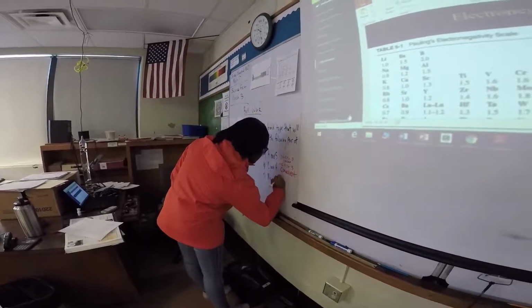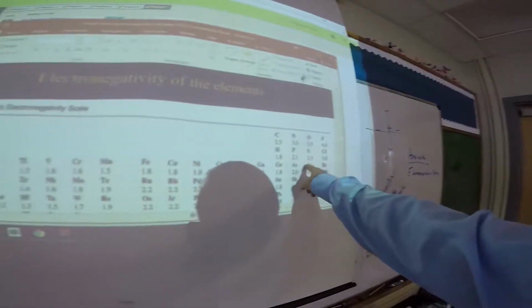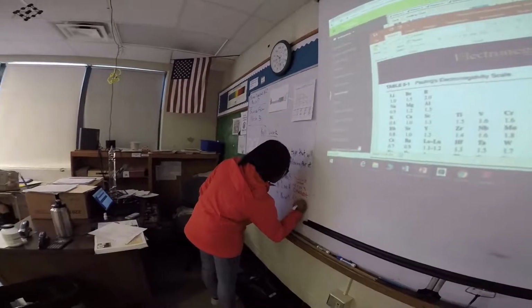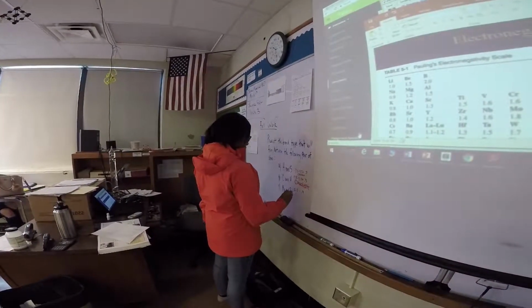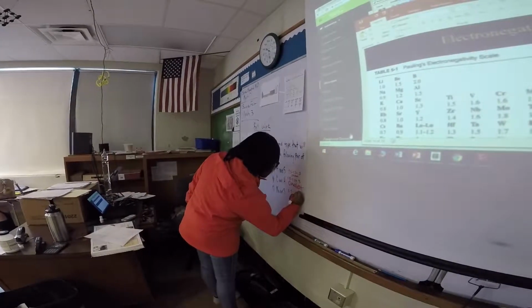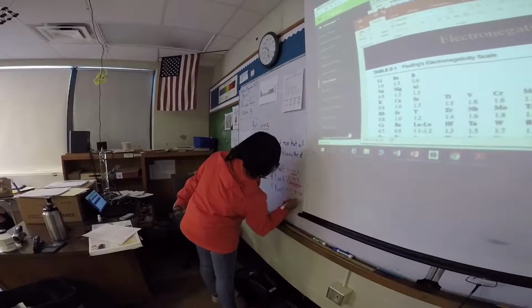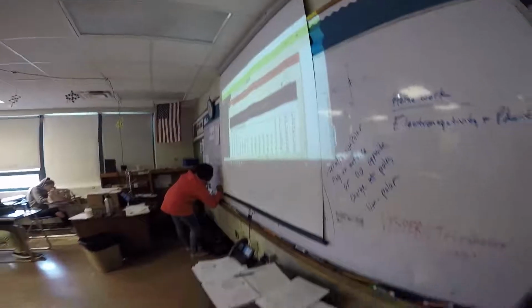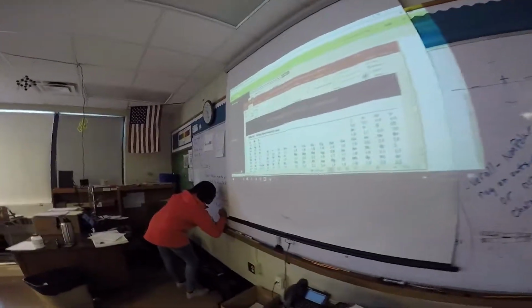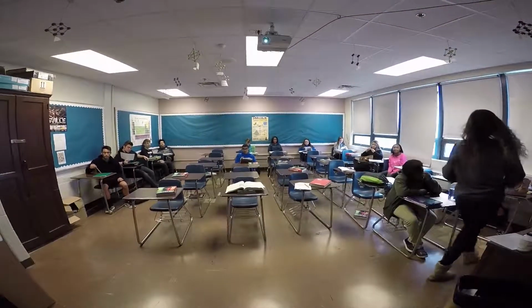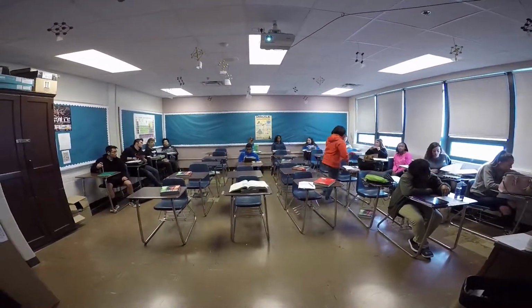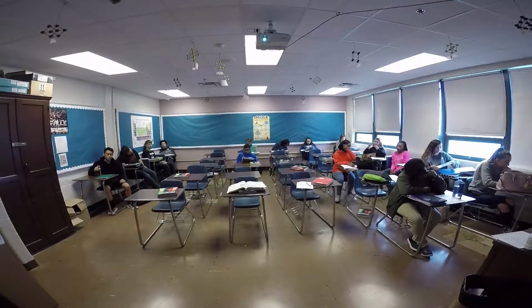And sulfur is 2.5 and sodium is 0.9. The difference is 1.6, right? And the book says 0.4 to 1.7 is polar covalent. Now, is sodium sulfide a covalent compound? Gabrielle? Is sodium sulfide a covalent compound? Diana?